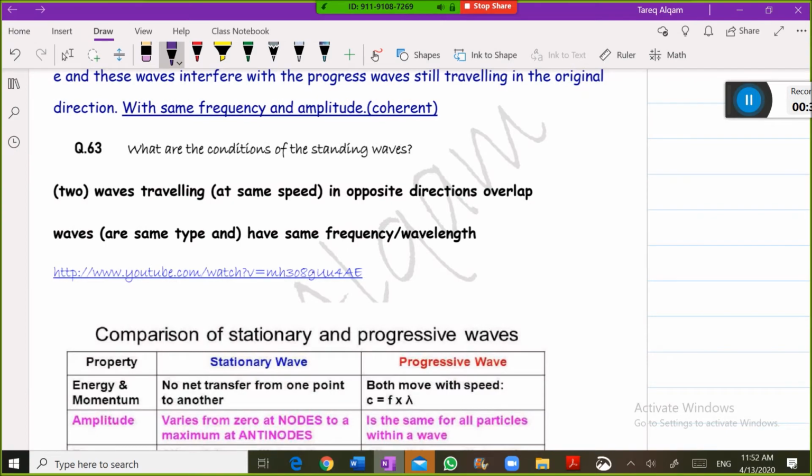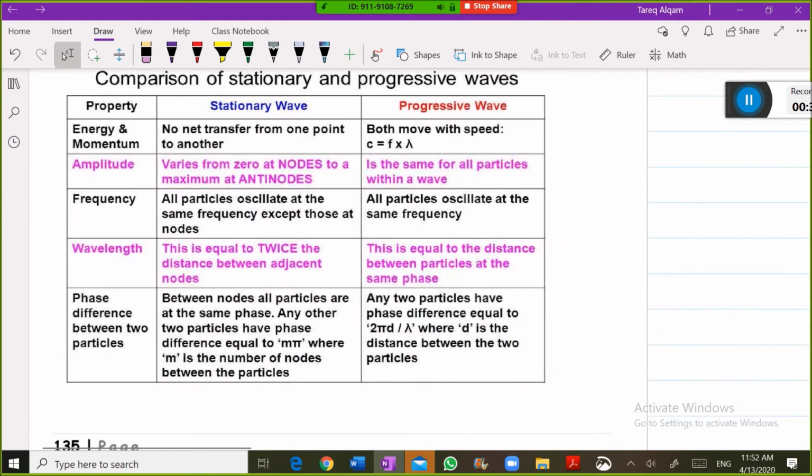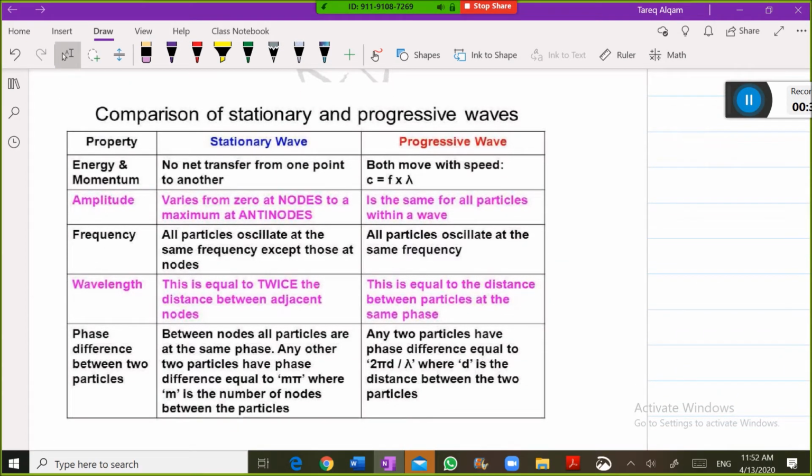So here, guys, the main difference, I will stop here. The main difference between progressive and stationary. In stationary or standing waves, no net transfer of energy. Here the wave moves, yani there's a transfer of energy. The amplitude varies from 0 at nodes to maximum at antinodes. Yani the amplitude of the particles will vary. Here all the particles will have the same amplitude. Same amplitude, guys, means same maximum displacement.